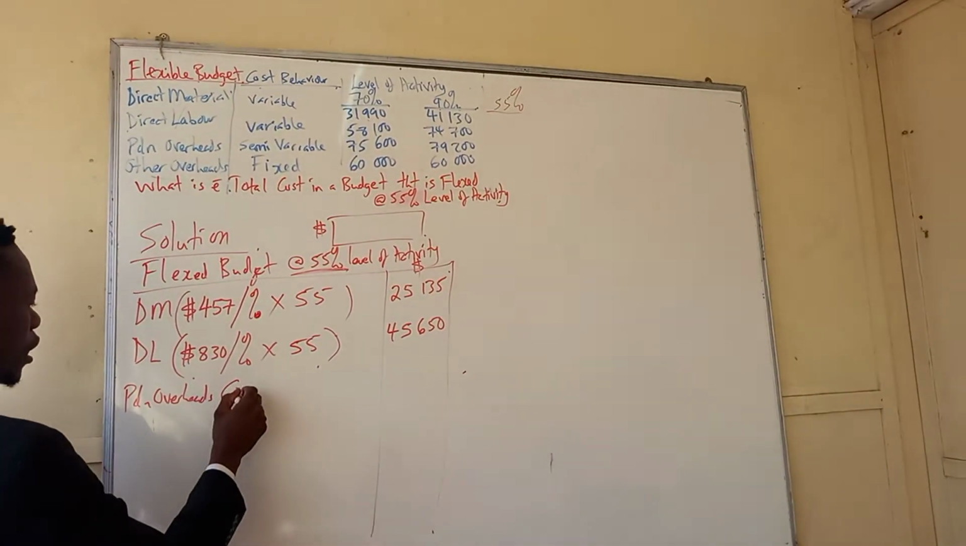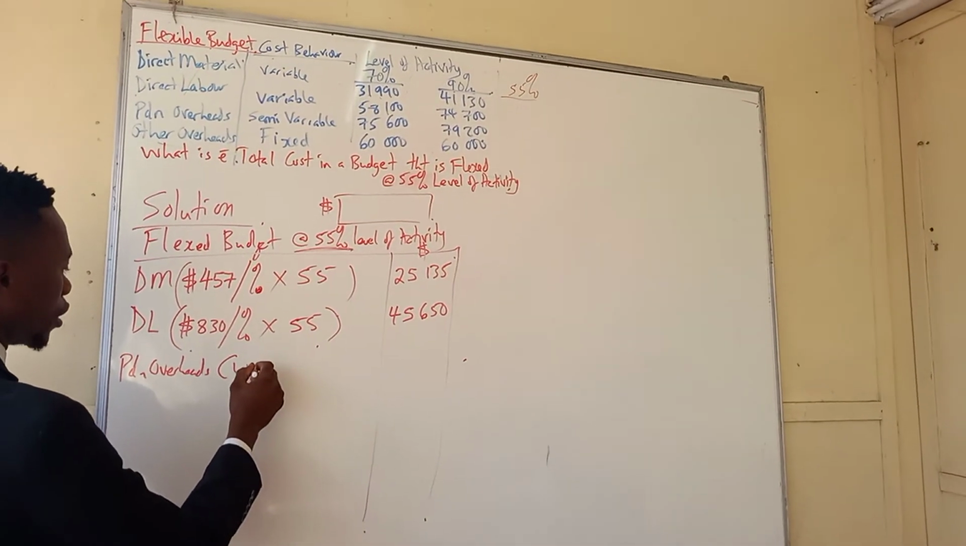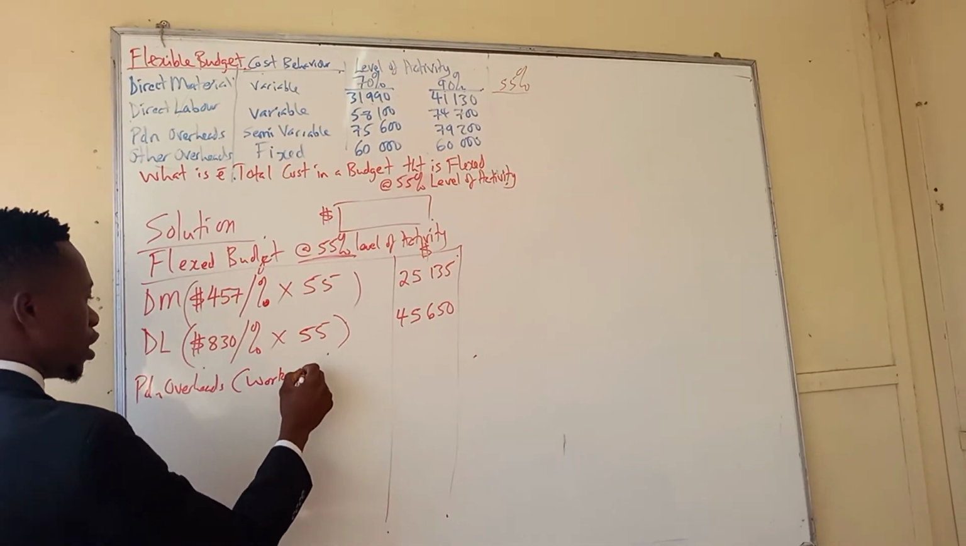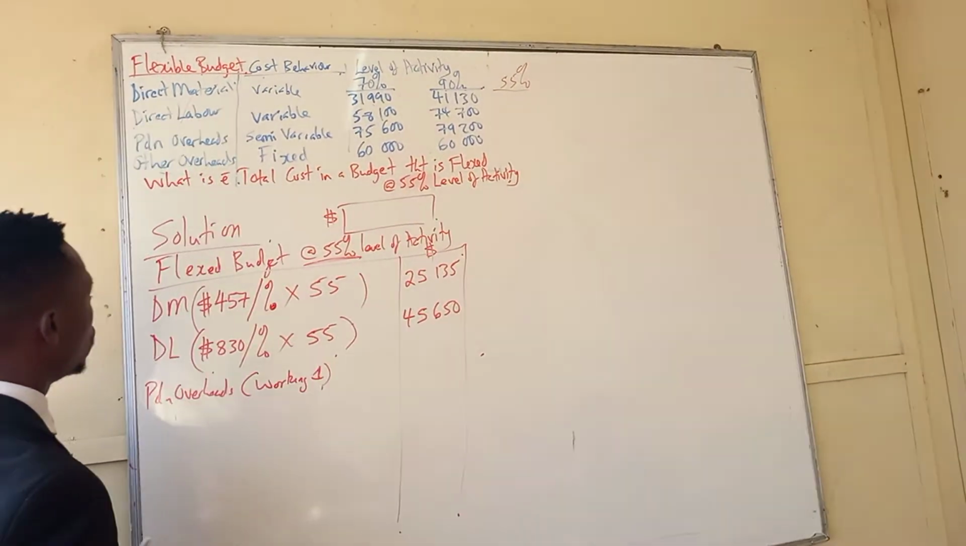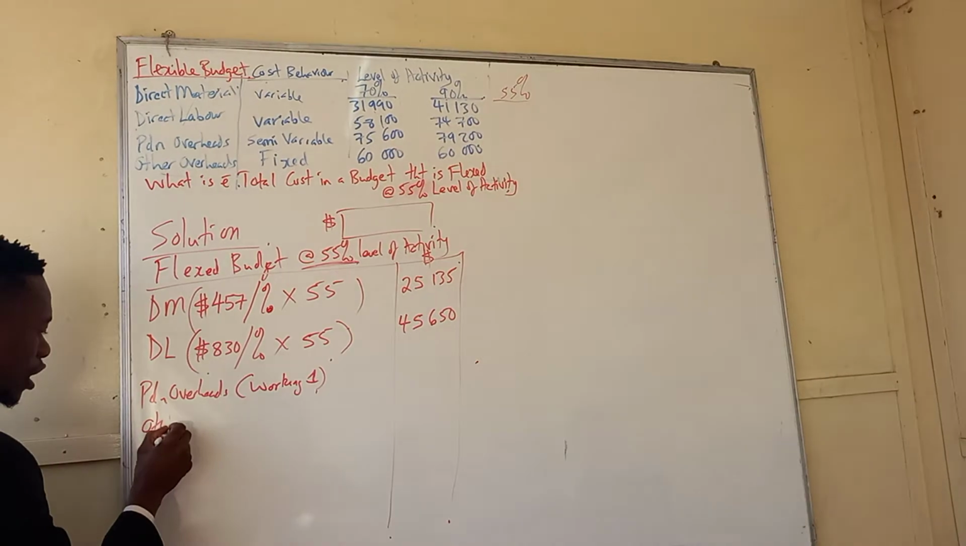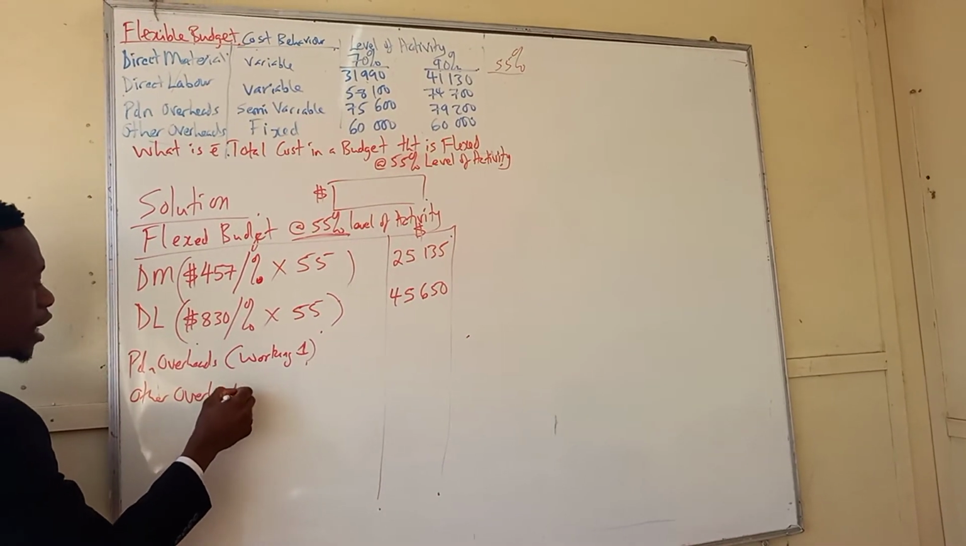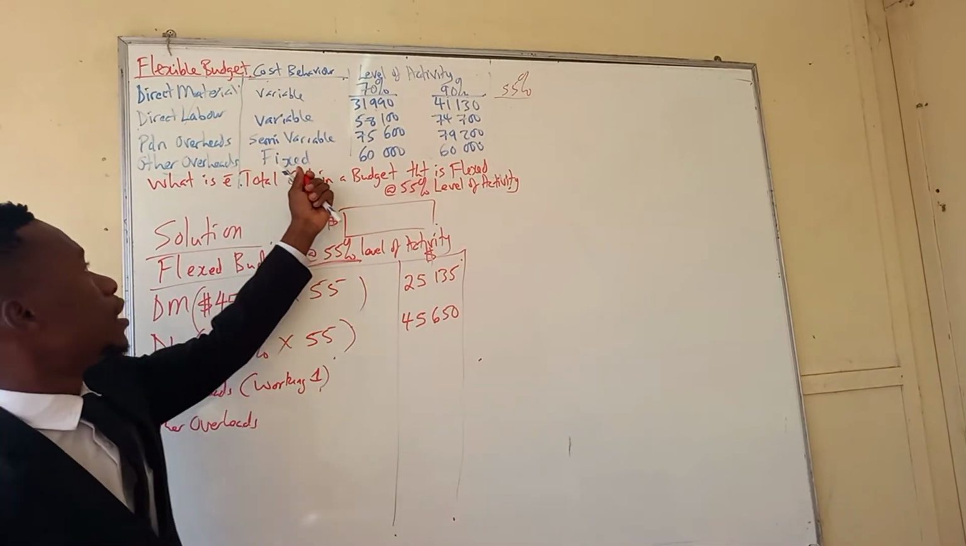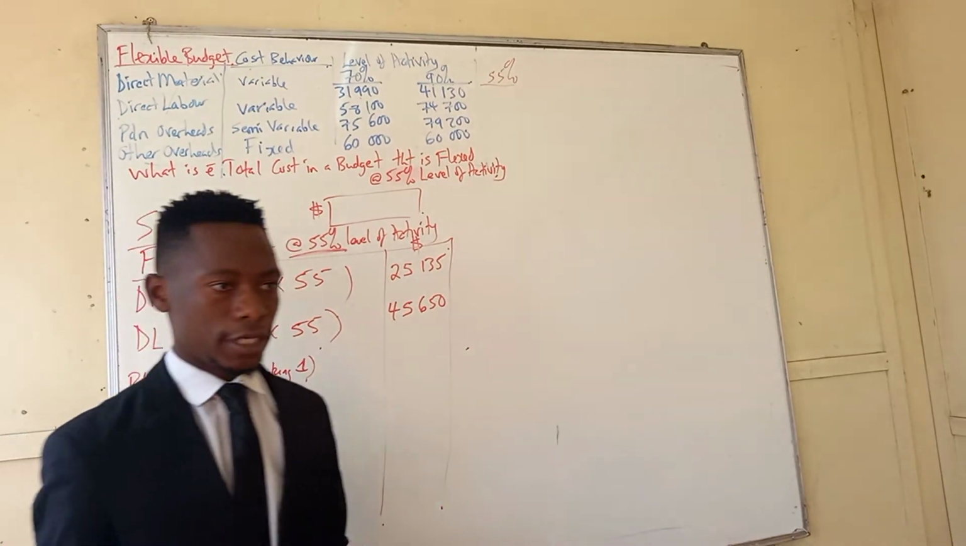What about if I say I'll do a working for this one? Let me just say working one. Let's just leave the production overheads. Let's move on to the other overheads. Other overheads, they are saying the cost behavior is fixed.